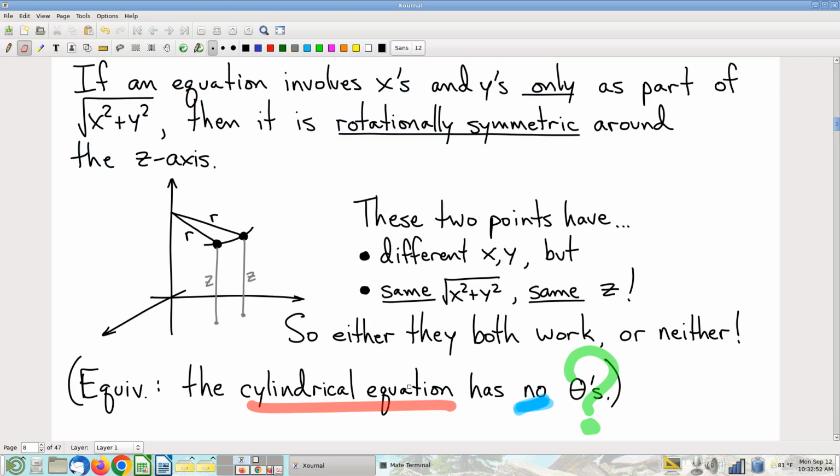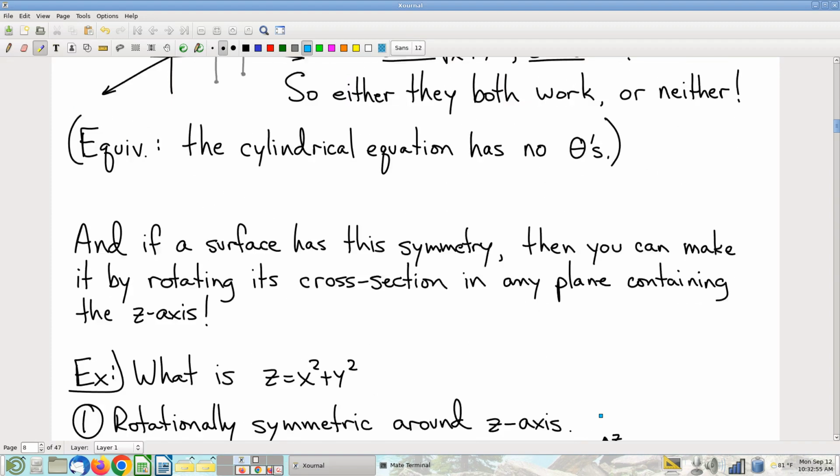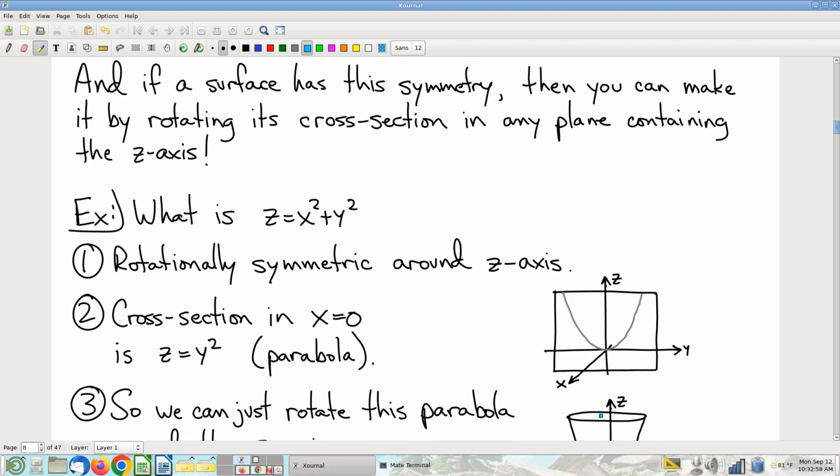Okay, so the reason we care about this is that it is a foot in the door to understanding surfaces and equations. So, for example, let's think about this equation right here. Now, we've seen this equation before, and I made an assertion that it's kind of a bowl-like thing. And you might even kind of believe that because you can see parabolas in there, and it seems like it might be sort of parabolic in some way. Well, here's the thing. x and y appear only as part of that special form. So it's rotationally symmetric around the z-axis.